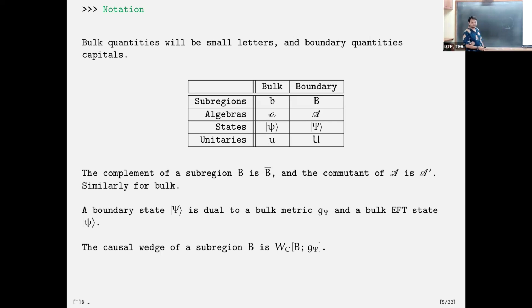So B bar, the complement of some subregion B, it's not necessary that it will commute with capital B. It will. It has to. The idea is that suppose you have some QFT, and this is B. For me B is like a causal diamond. Every operator here can be Heisenberg evolved to this subregion, this interval. Then you consider all points that are space-like to B, and that is B bar.